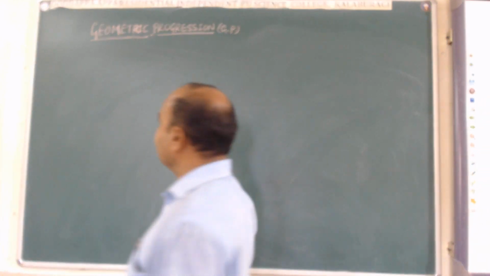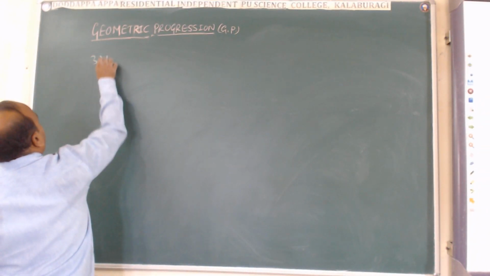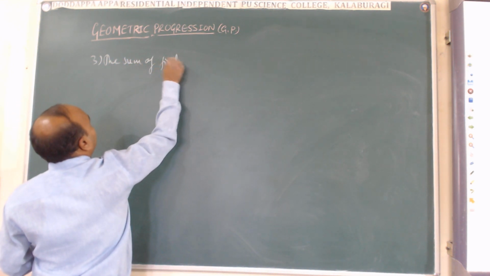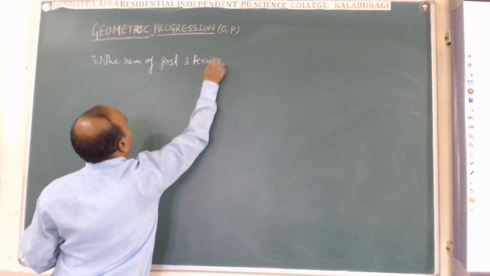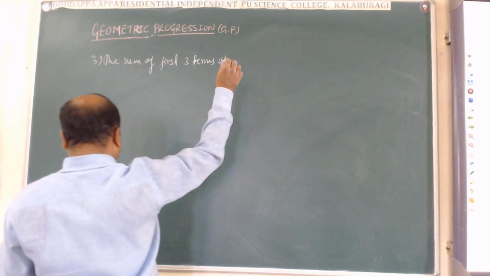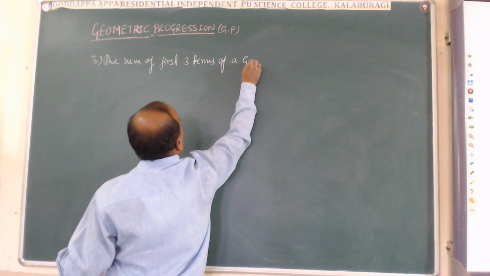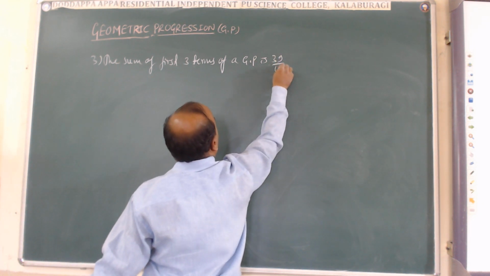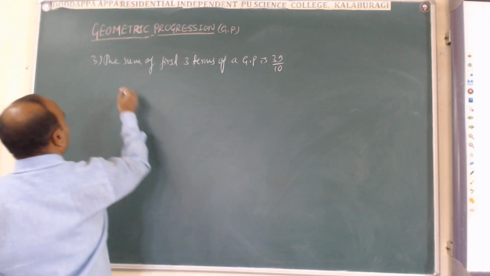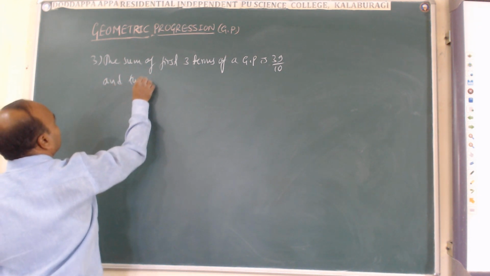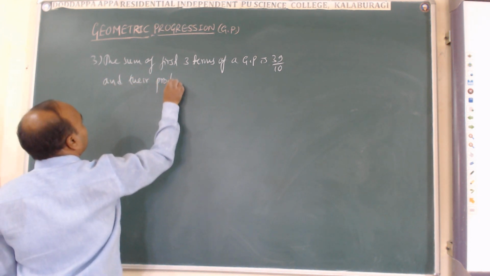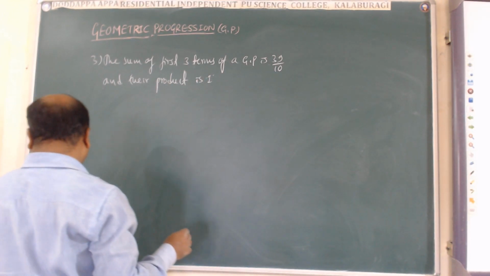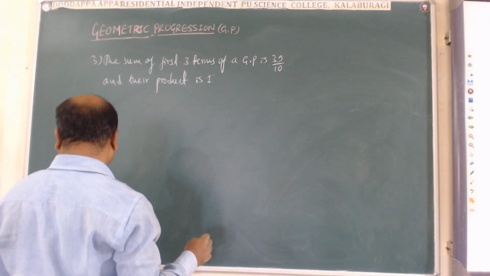Next example: the sum of the first 3 terms of a GP is 39 by 10 and their product is 1. Find the common ratio and the terms.